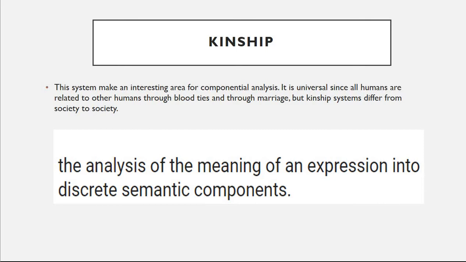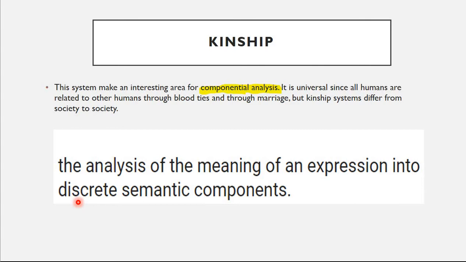So now let's look at the second subtitle, kinship. Kinship means benzerlik in Turkish, or it might also be associated with analogy. So here let's look at the definition. This system makes an interesting area for componential analysis. I wanted to share componential analysis and the definition of it. Here you can see the definition: the analysis of the meaning of an expression into discrete semantic components. I mean here discrete means different semantic components.